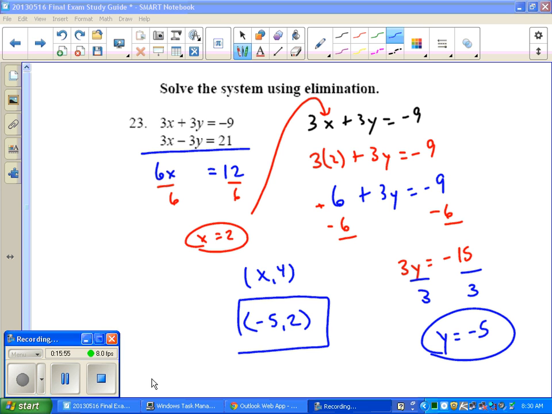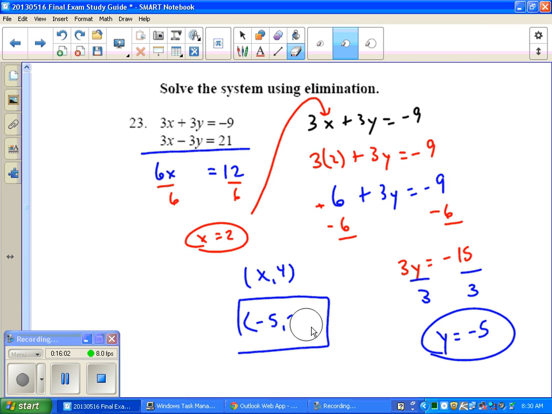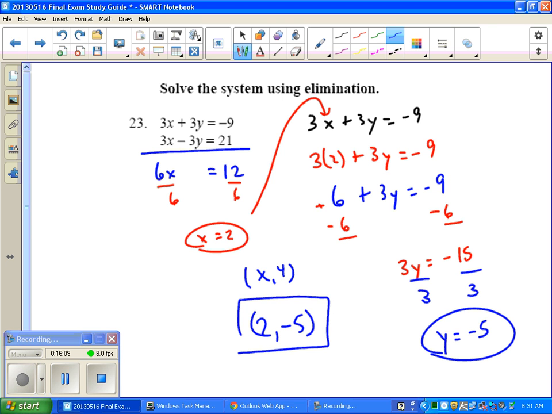Thank you for that. We actually have to make one quick change. I made a mistake as I put it. She was kind enough to point it out for me. It's 2 comma negative 5, not negative 5 comma 2, because it's x comma y.